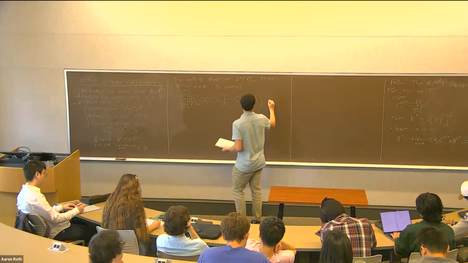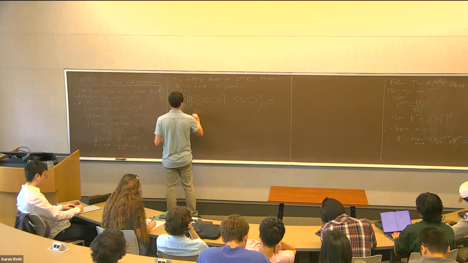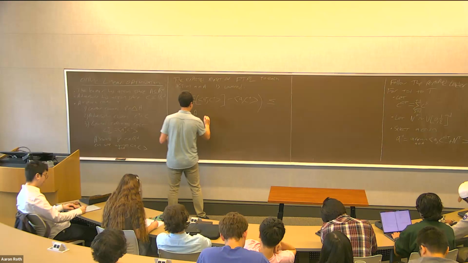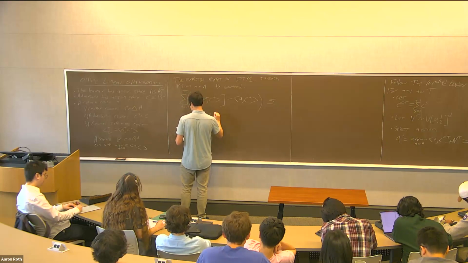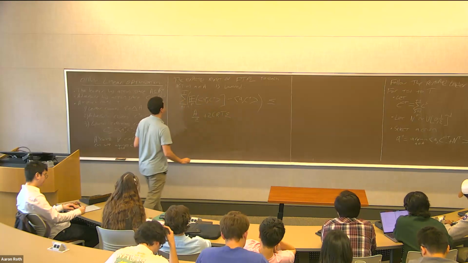We claimed that this was going to be bounded by, all right, I'm going to write down a lot of letters. I need to tell you what they are. A over epsilon plus 2 CRT epsilon. Okay, what the heck is that?